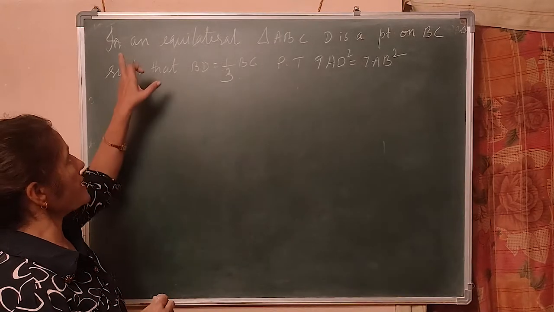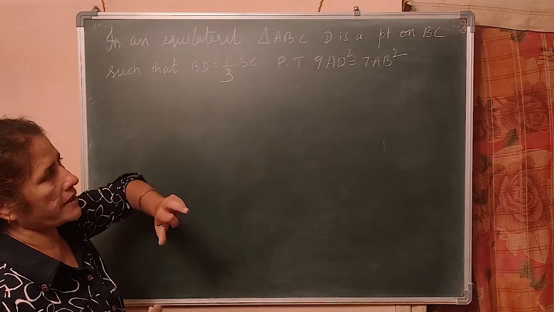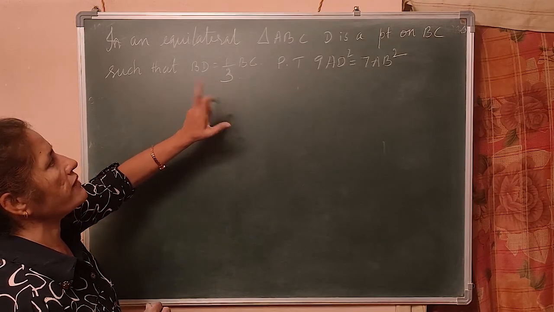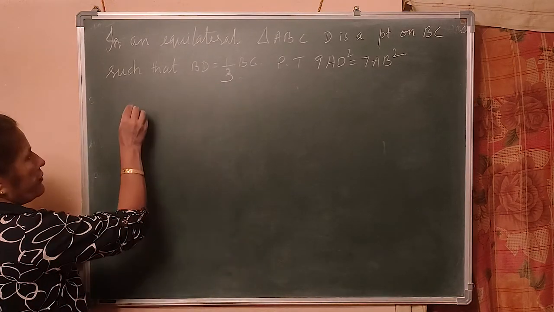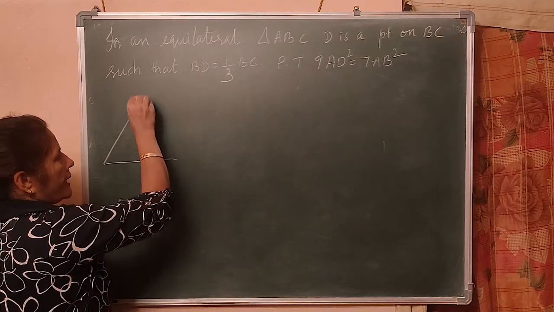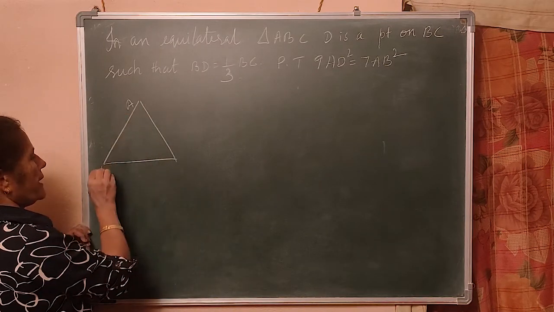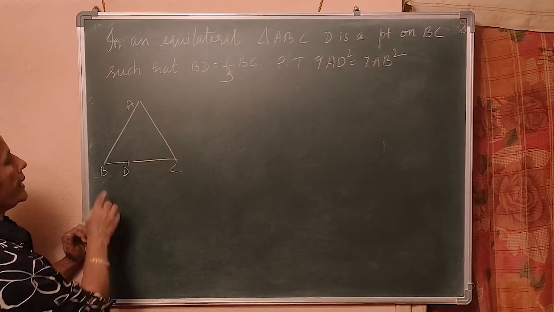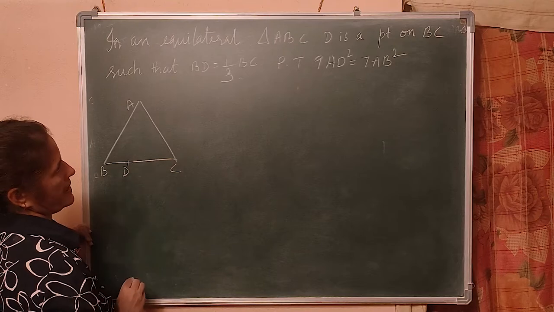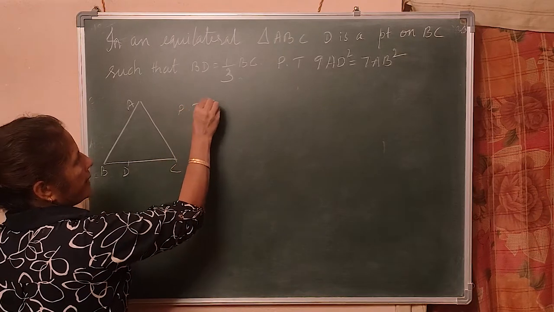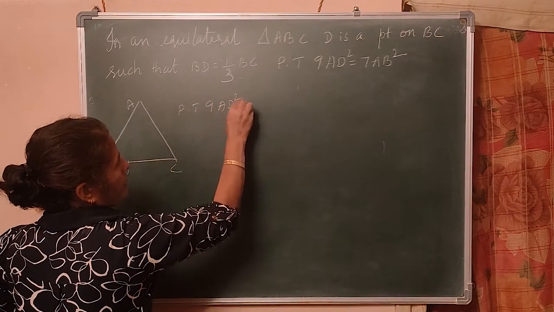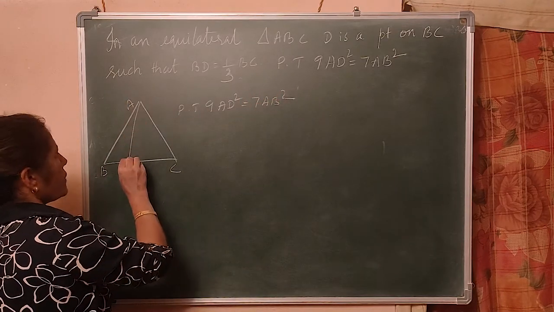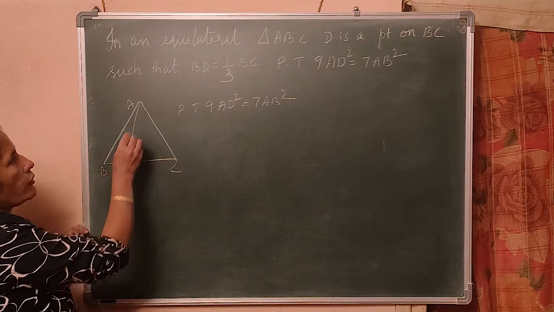Our next problem is, in an equilateral triangle ABC, D is a point on BC such that BD is equal to 1/3 of BC. Let me draw the figure. Prove that 9AD square is equal to 7AB square. It is an equilateral triangle.